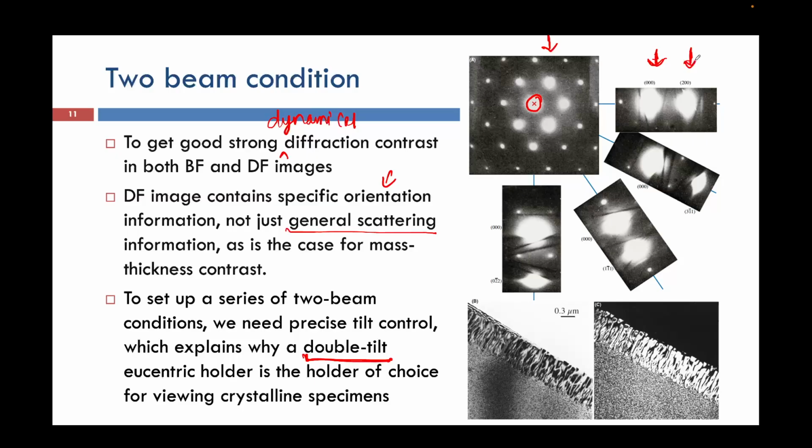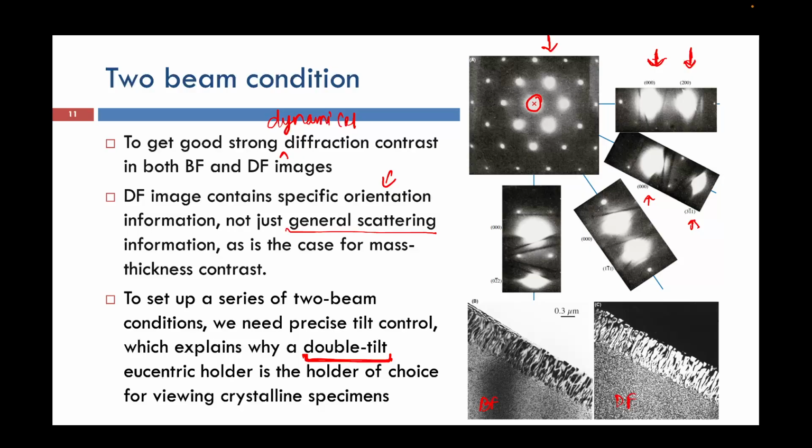strongest reflections. Similarly here also, this is 0 0 0 and 2 0 0. Here also we tilt it in such a way that only 0 0 0 and 3 1 bar 1 will be visible. So by rotating our sample in different directions, double tilt is necessary. With a single tilt it is very difficult to achieve the two beam condition. And here you can see this is a bright field image and this is a dark field image.